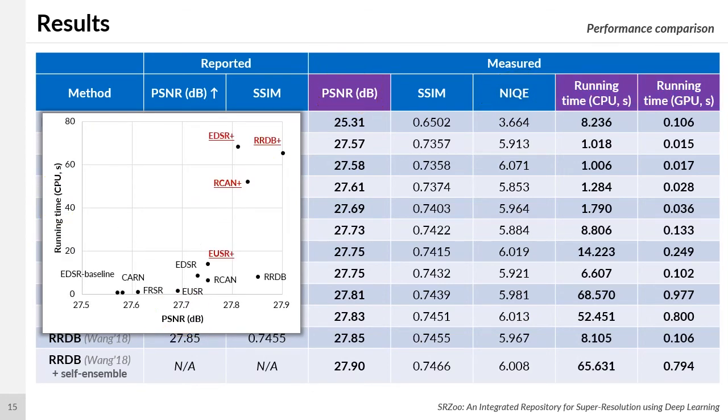This figure compares the SR models with respect to PSNR values and running time. It shows that the geometric self-ensemble method dramatically increases the running time.